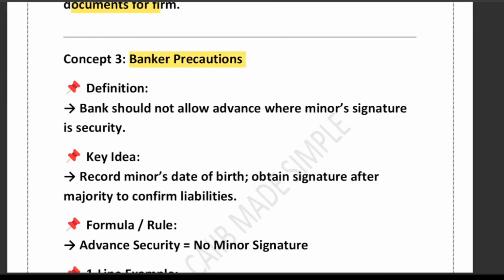See, in your book it is mentioned, but not in detail as I am providing, so that you have conceptual clarity in your practical life as well as for your CCP examination. So what is the banker's precaution? Banks should never allow an advance where a minor's signature is the security. Record the minor's date of birth, and obtain a signature after majority to confirm liability. Advance security, no minor signature.